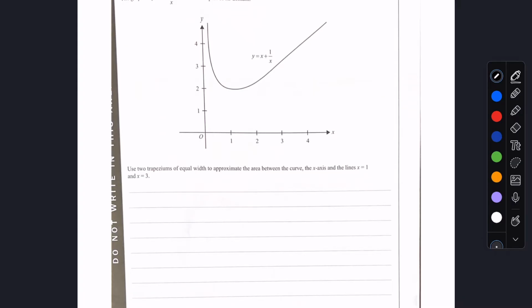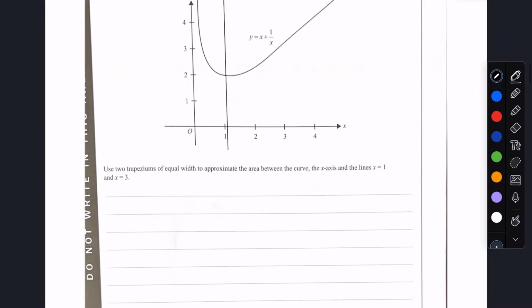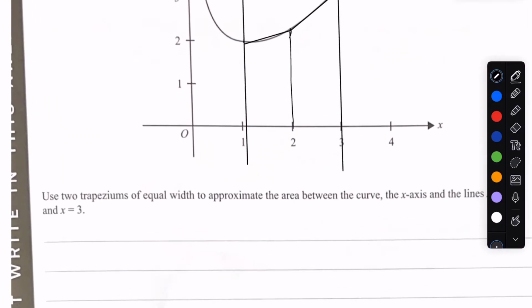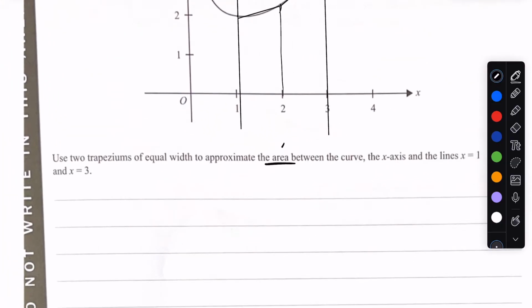Use two trapeziums of equal width to approximate the area of the curve between the x-axis and the line x is equal to 1. So that's the line x is equal to 1. And x is equal to 3. So we're going to have this trapezium here, and this trapezium here. Now for the first trapezium, I'll just say area is A.